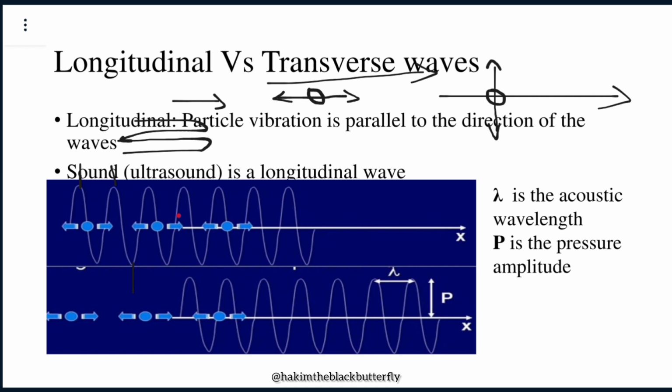The distance from one crest to another crest is a wavelength, or a wavelength is the length of one cycle. This is the basic physics that you looked at in your A-level and even the bridging courses.